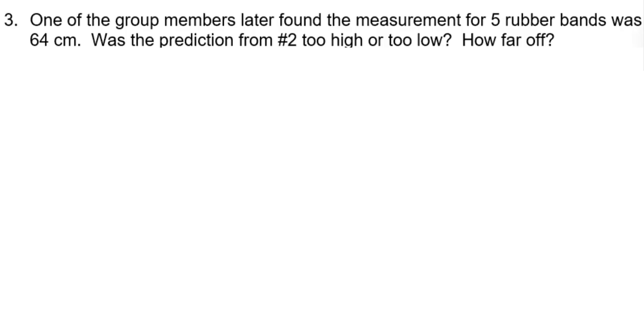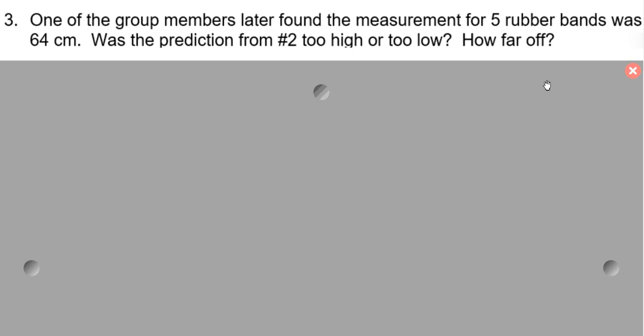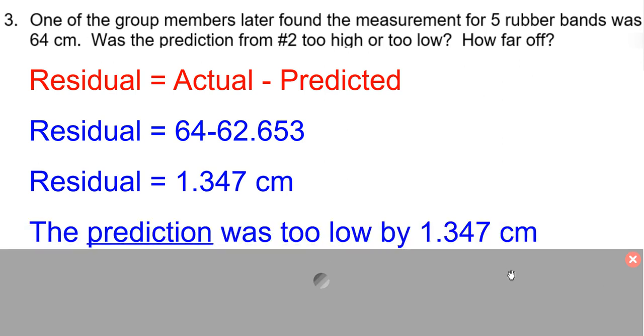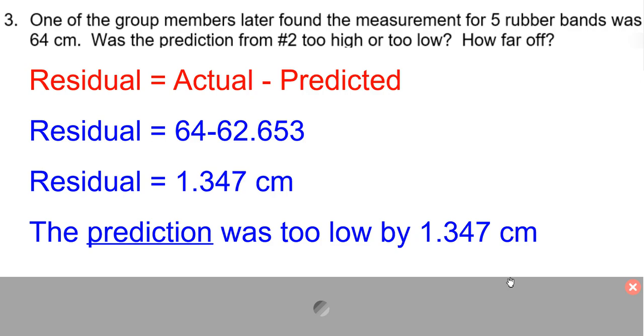Our next question says, one of the group members later found the measurement for 5 rubber bands was 64 centimeters. Was the prediction from number 2 too high or too low? So in order to figure this out, we did the prediction being 62.653. They got 64. Well, if I take the difference of those two, 64 from the actual minus our predicted, that's 1.347. So here our prediction was too low by that many centimeters.